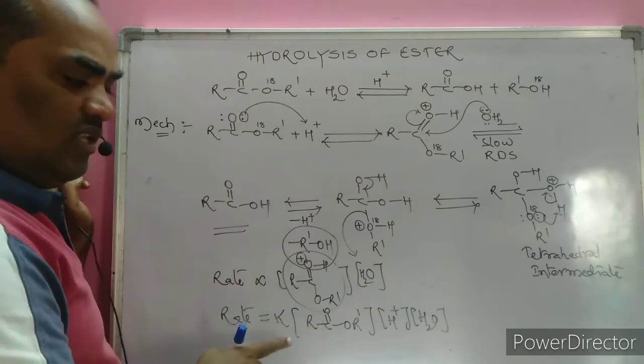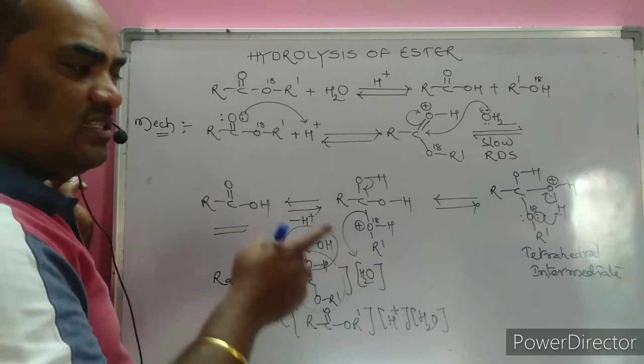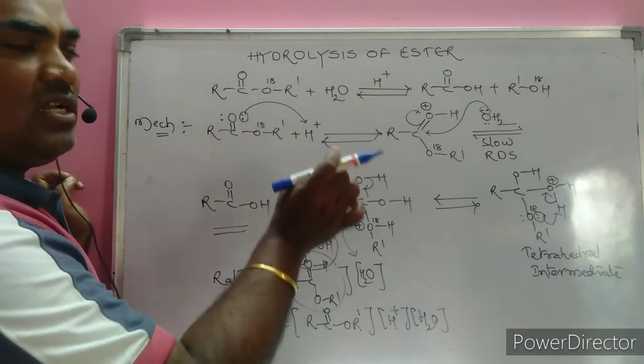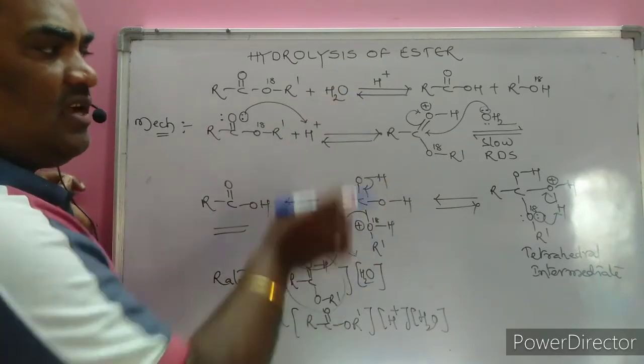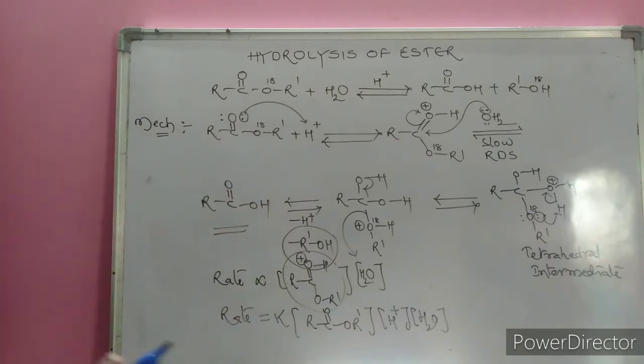Here the order of the reaction is 1 but the molecularity of the reaction is 2. Hence this reaction is an example of a pseudo first order reaction. It seems to be like a second order reaction, but it is a first order reaction. Hence it is called a pseudo first order reaction.